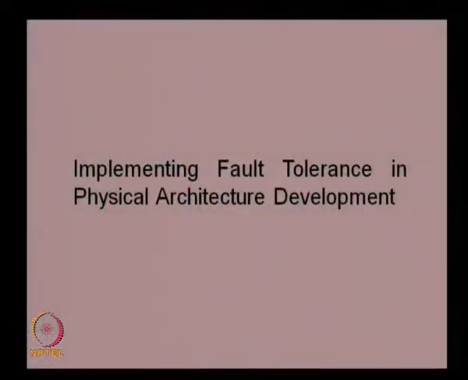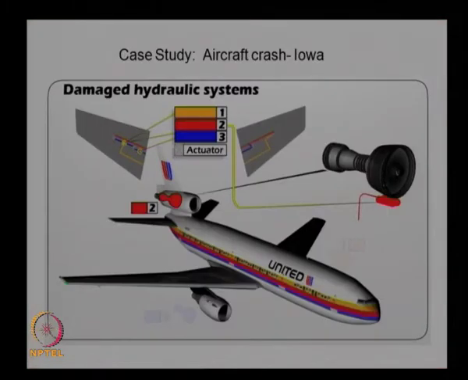So we will look at the implementation of fault tolerance in physical architecture, what methods we can use, and what procedures and different processes are involved in implementing fault tolerance. The importance of fault tolerance we discussed in the last class, and we mentioned in one of the case studies that the failure of United Aircraft 232 was basically because of the lack of fault tolerance, or the provision of a single point failure in the system, which actually caused the failure.